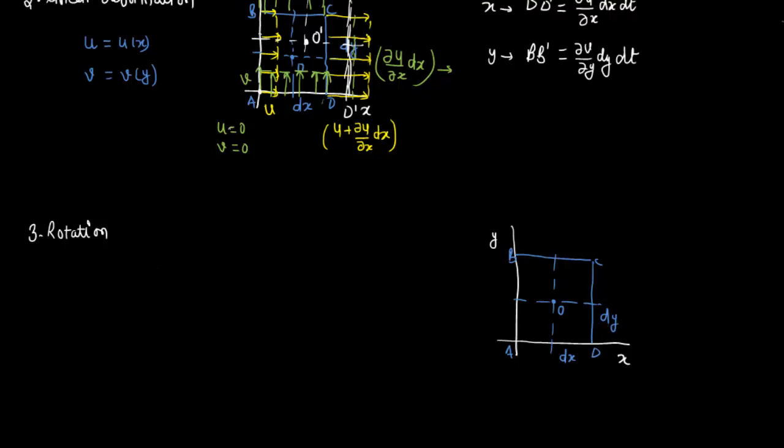Okay, now in this case I am saying u is the only function of y. Check the last case, I said u is the only function of x. In this case u is the only function of y, and v is the only function of x. Just the reverse case. So u can only vary in the y direction but can't vary in the x direction, and similarly v can only vary in the x direction but can't vary in the y direction.